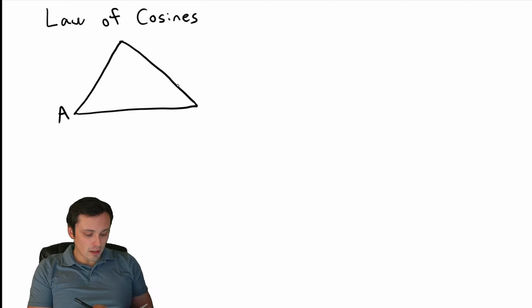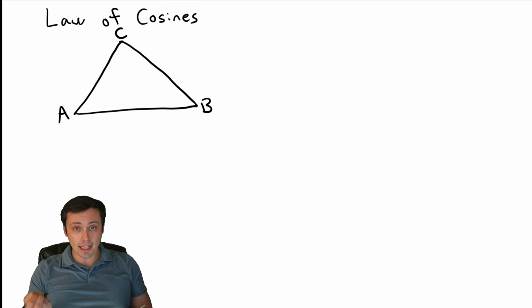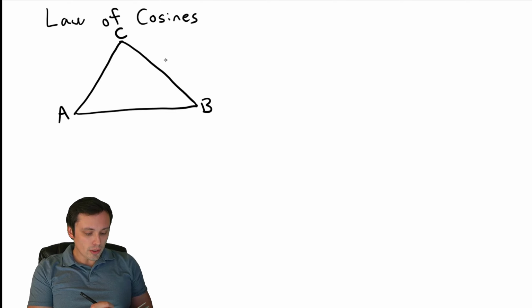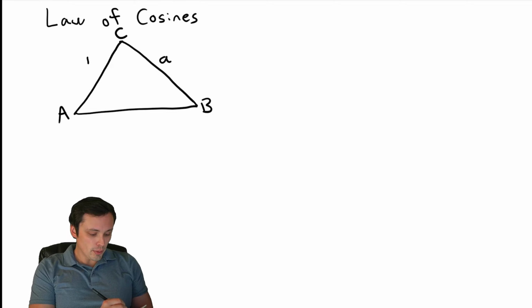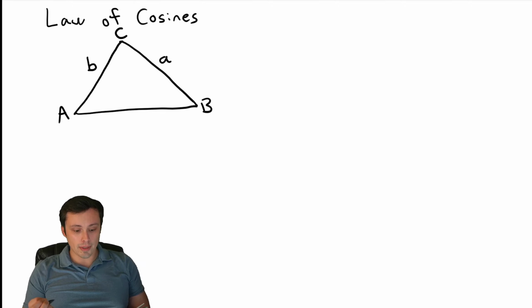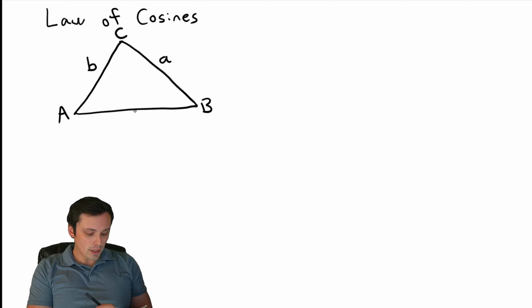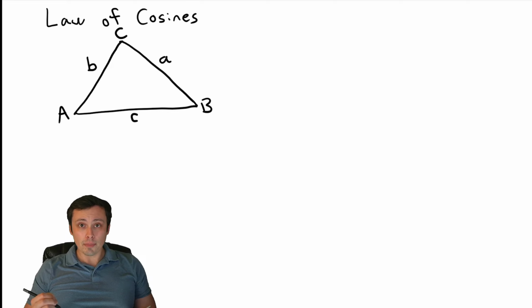So let's label our vertices, the corners of our triangle, A, B, and C, using capital letters. And let's use lowercase letters for their opposite sides. Notice that the lowercase a is opposite from angle capital A. I'm going to put a lowercase b opposite from angle capital B, and a lowercase c opposite from angle capital C.